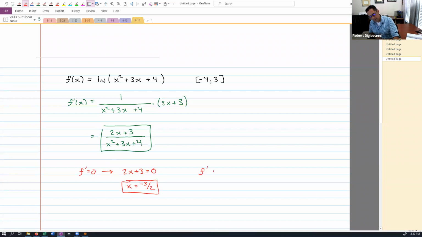Where this derivative doesn't exist, that would mean that we'd have to look at x squared plus 3x plus 4 being 0, right? It can't be 0. But you can check again for yourself. If you try to use the quadratic formula, you'll get a negative under the root, which means there's no solution to this.